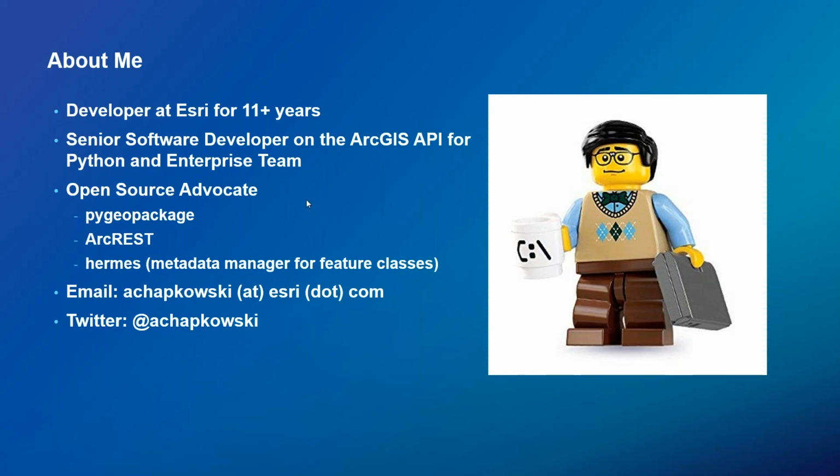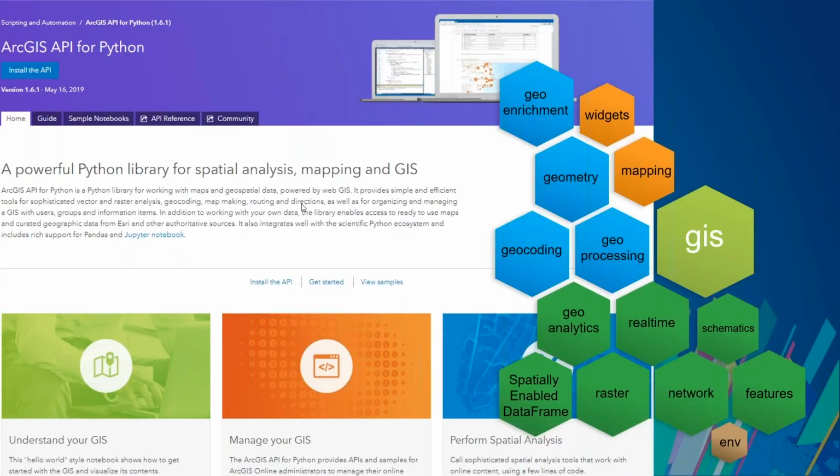So let's dive right into it. So we begin by talking about what the ArcGIS API for Python is. Some of you may know and some of you may not. What it is, it's really a Python library that consists of a bunch of modules and submodules to get things done working with your WebGIS.